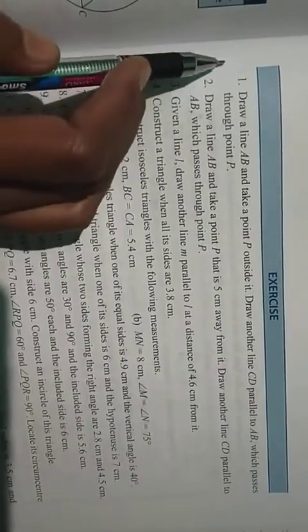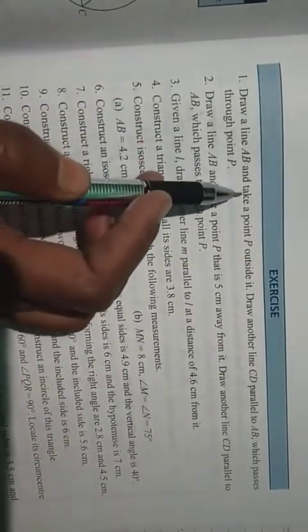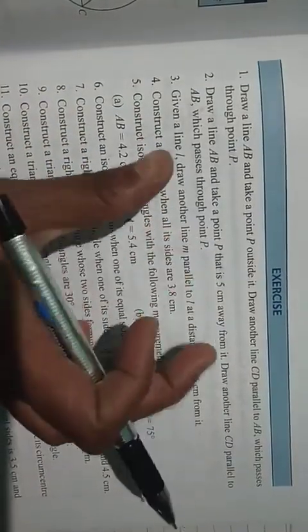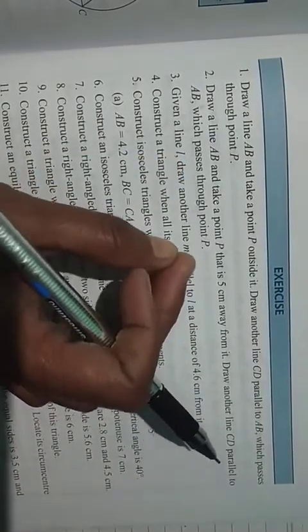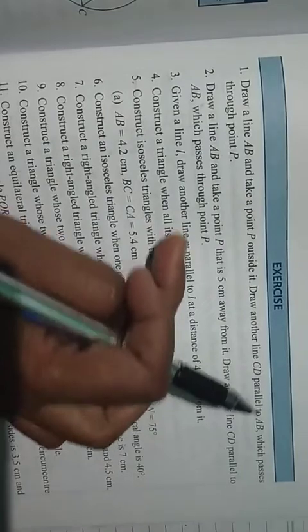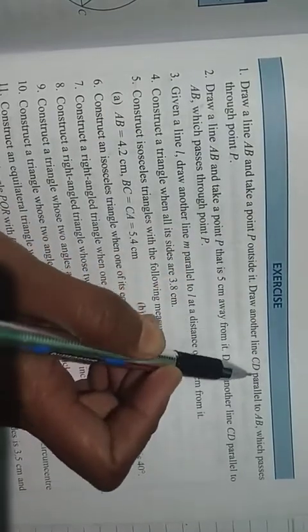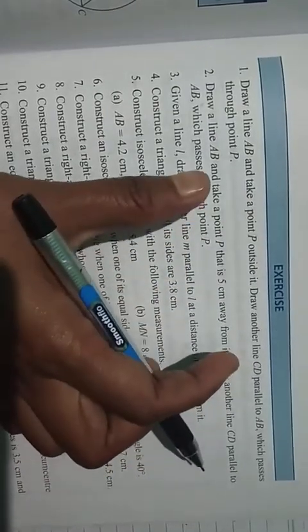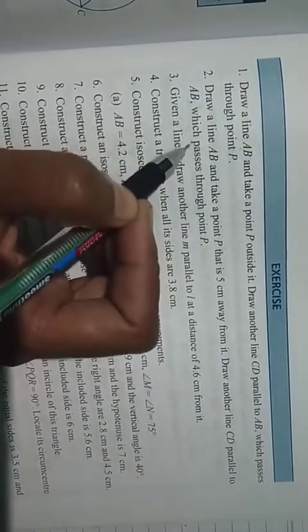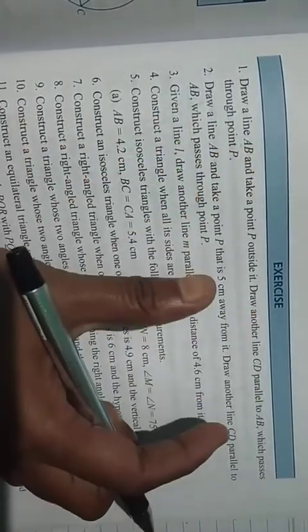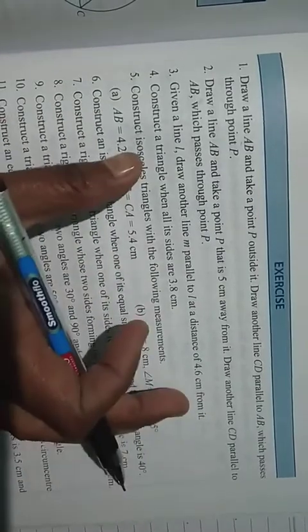Question number 1. Draw a line AB and take a point P outside it. Means first we will take a line segment AB and we will take a point outside of this line, not on the line. Draw another line CD parallel to AB. Means another line CD will be parallel to AB, which will pass through that point which we take outside the line AB. Line segment length is not given, so you can take any length.